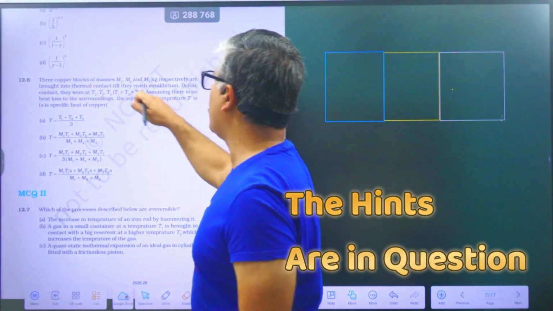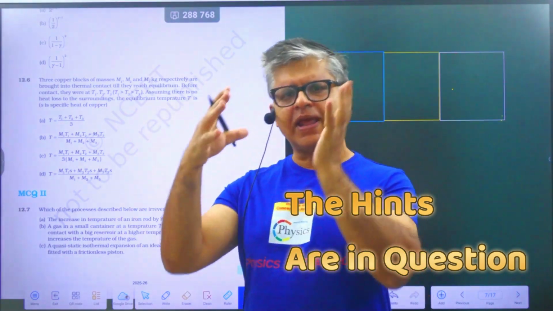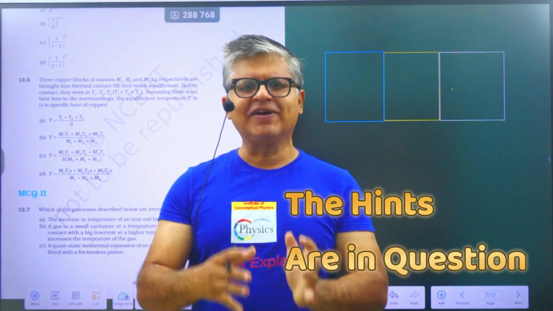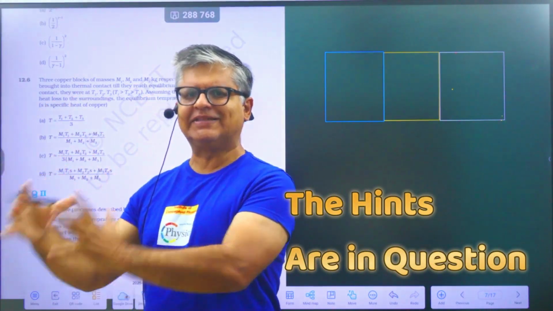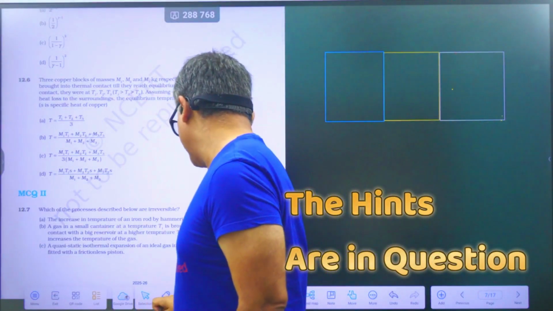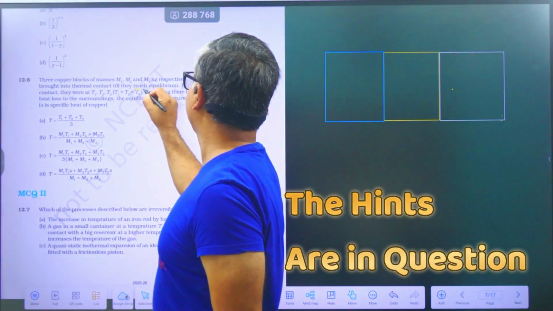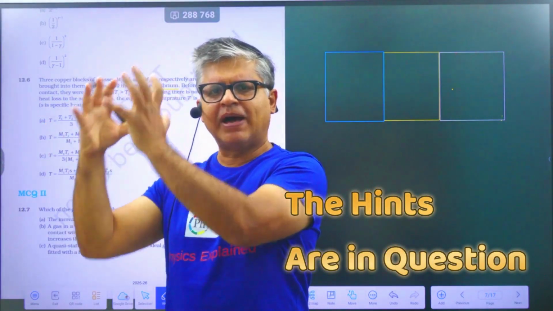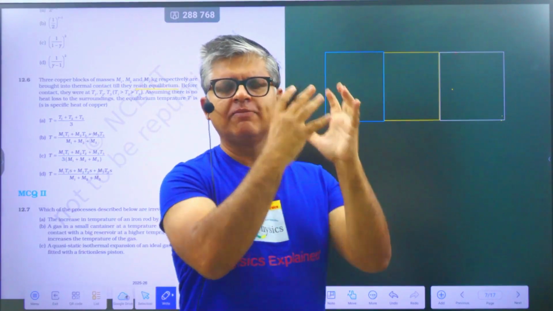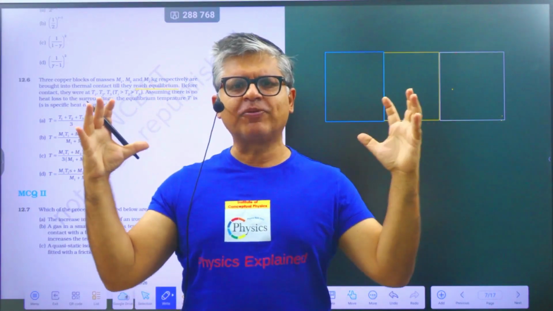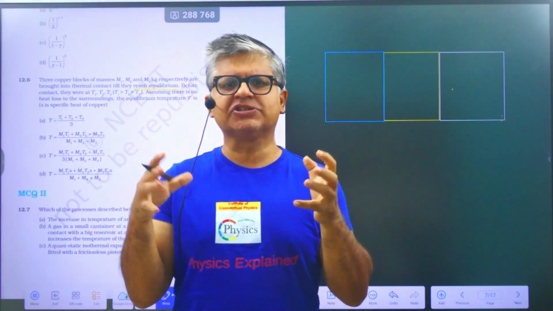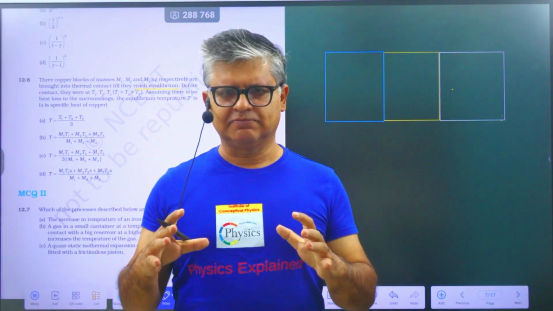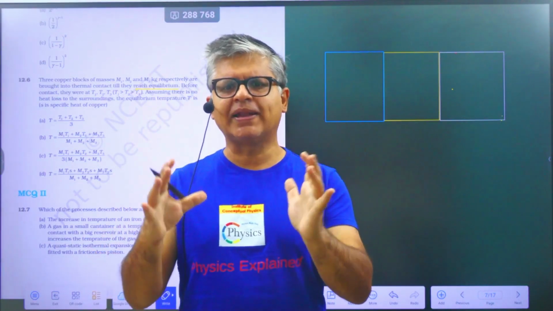You have three copper blocks of masses M₁, M₂, M₃. The temperatures are T₁, T₂, T₃, where T₁ is greater than T₂ is greater than T₃. First the blocks are kept separately, right? Mass 1 at T₁, mass 2 at T₂, mass 3 at T₃. Now they're brought together like this. So they're touching each other now, and after some time the temperature becomes T. Obviously, right? But we will discuss the why and how of this.